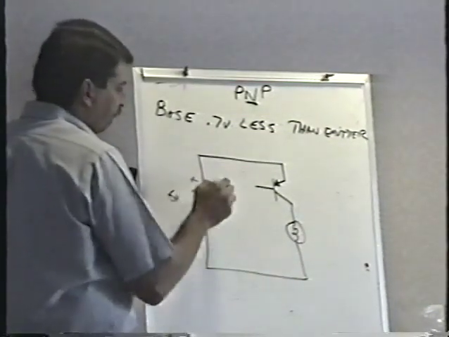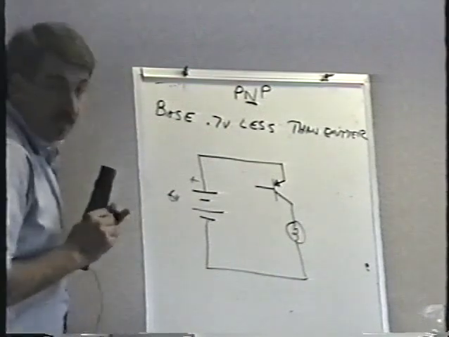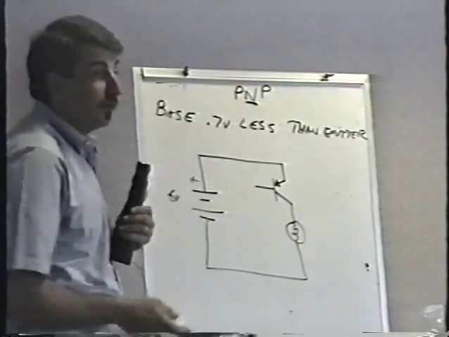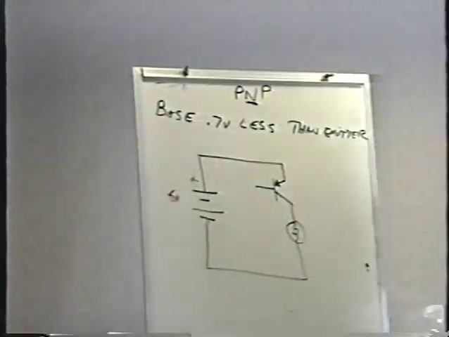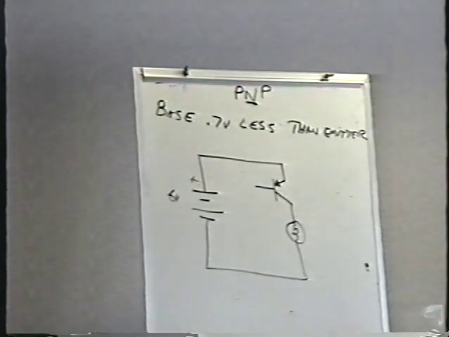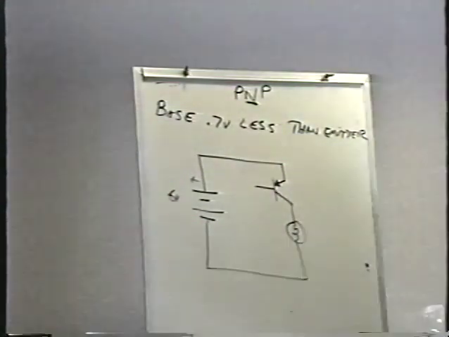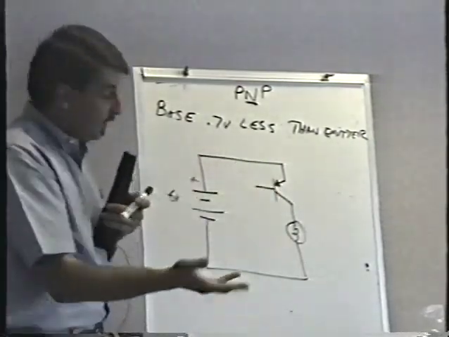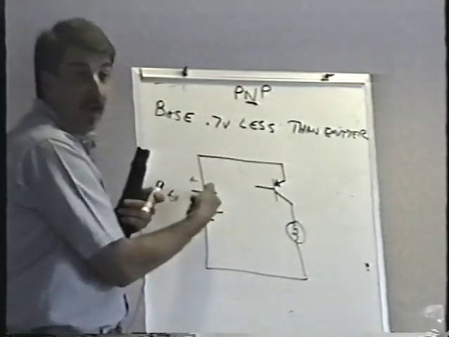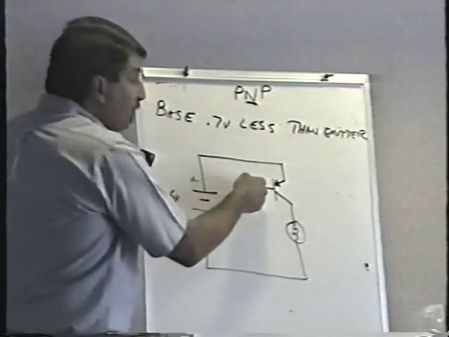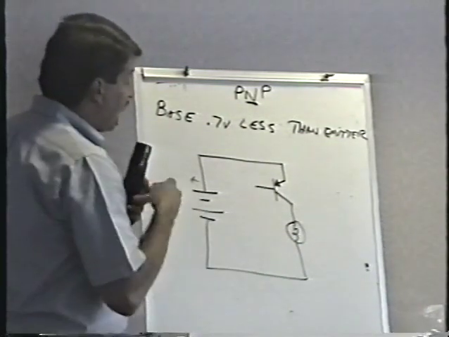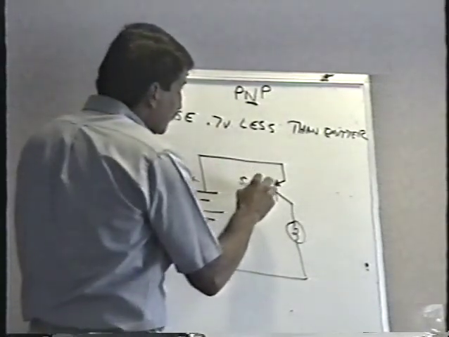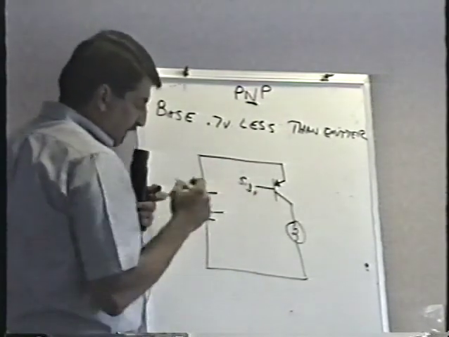With a 6-volt battery, how much voltage would I have to put on the base of the transistor to turn it on? 5.3 volts. That's right. Very good. That's 5.3 volts, sure, 7/10 of a volt less than the emitter. What's the emitter voltage here? 6 volts, gotta be, huh? It's hooked right up to the battery. The base is 7/10 of a volt less. In this case, 5.3 volts would turn the transistor on.